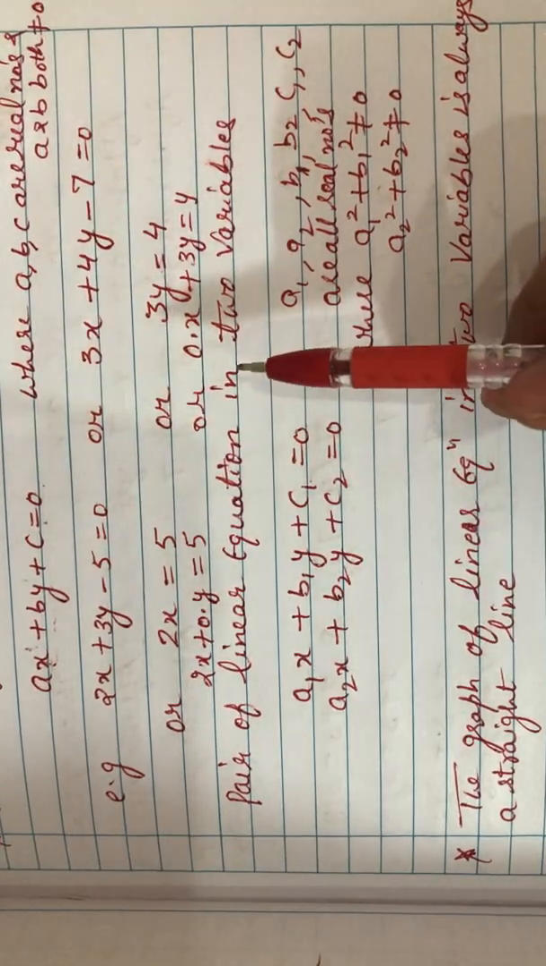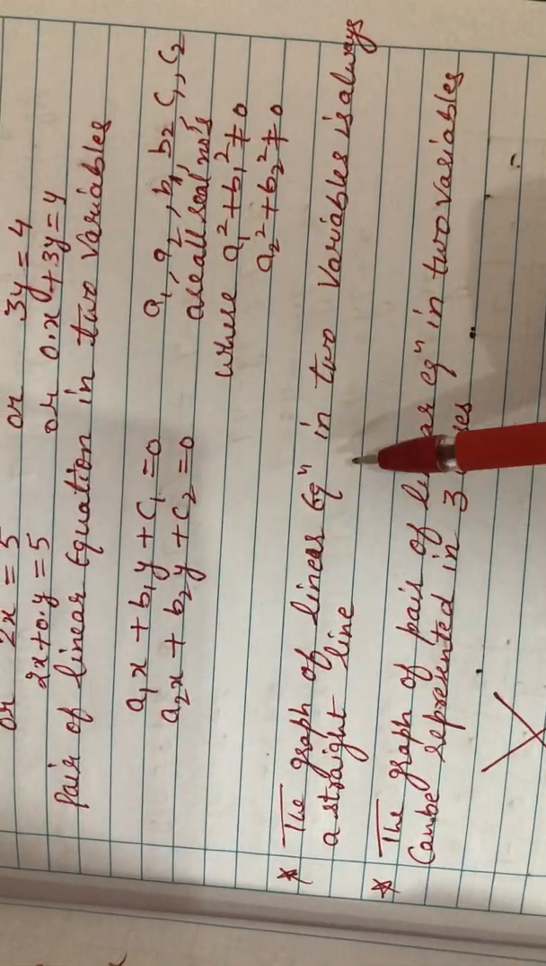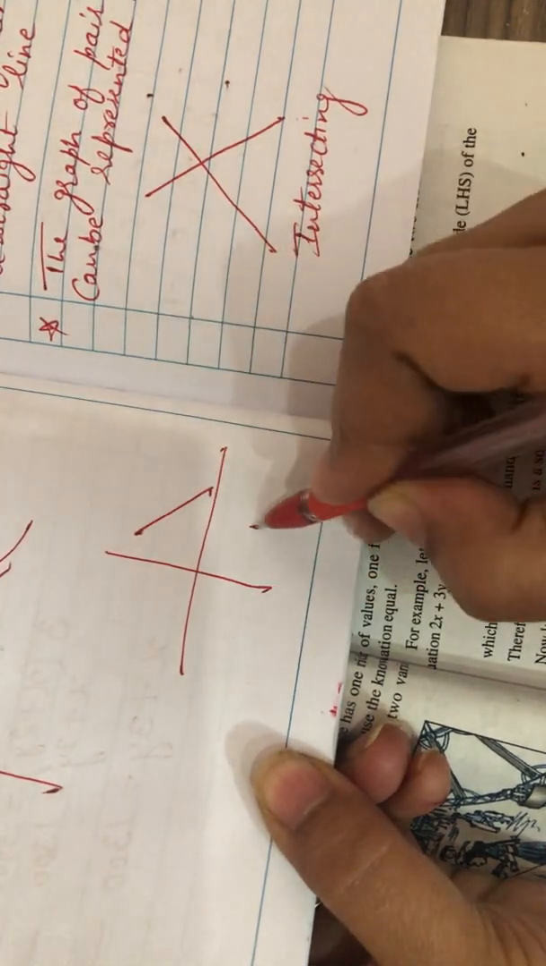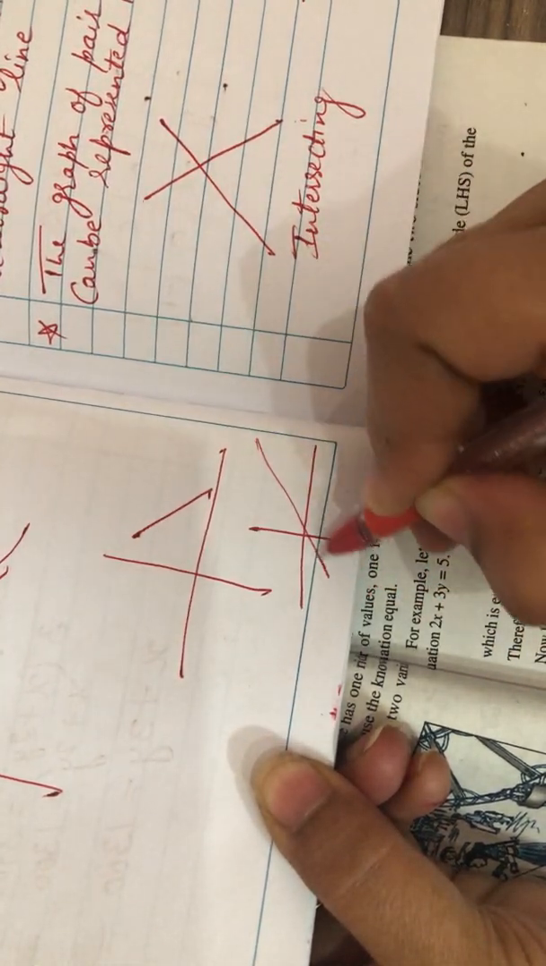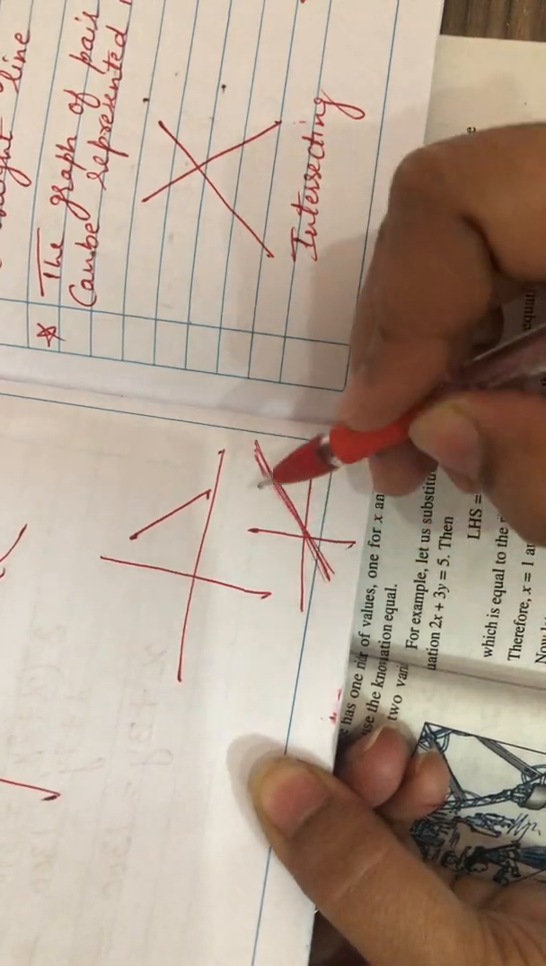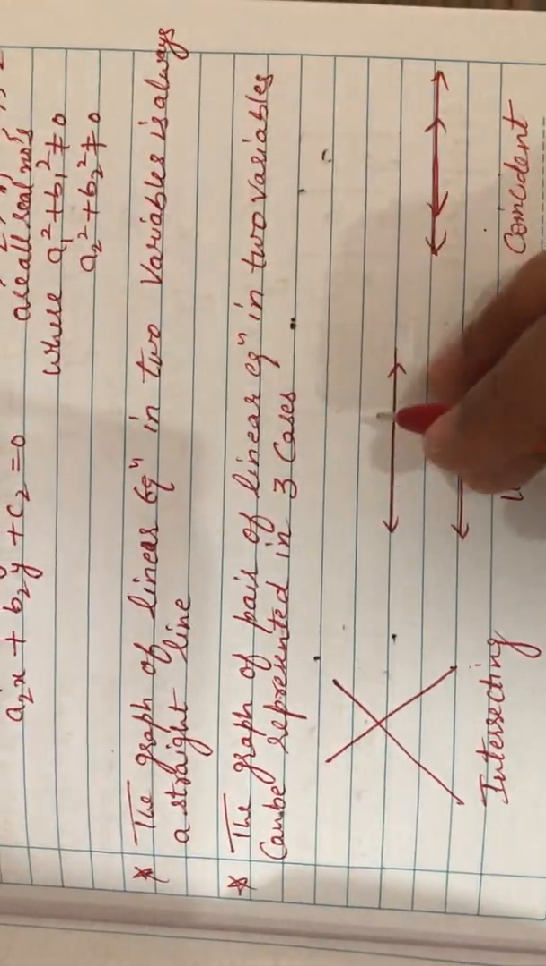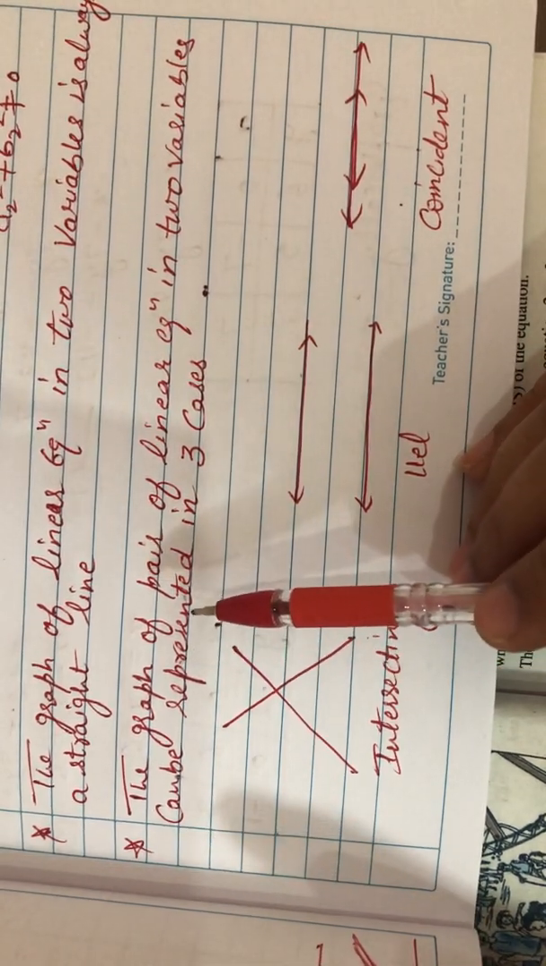Now we have already learned in class 9 that the graph of a linear equation in two variables is always a straight line. It means when we make the graph of any linear equation, we get a graph like this or like this, right? We always get the graph of a linear equation as a straight line. Now what about the graphical representation of a pair of linear equations? When we draw the graph of a pair of linear equations in two variables, we come across three cases.